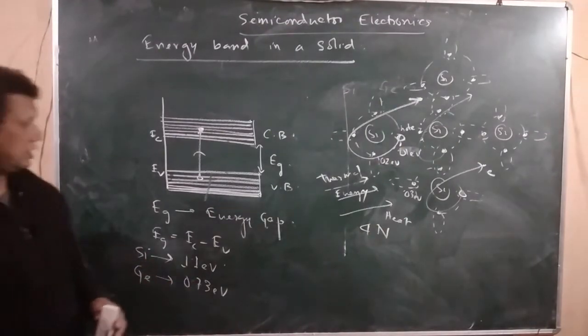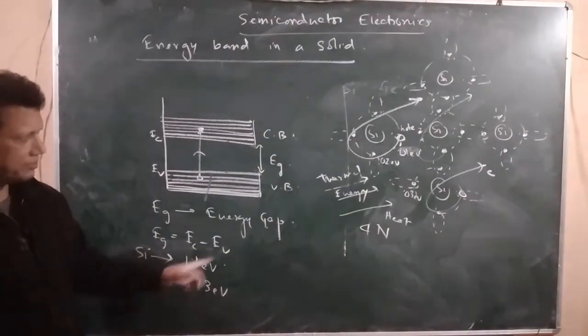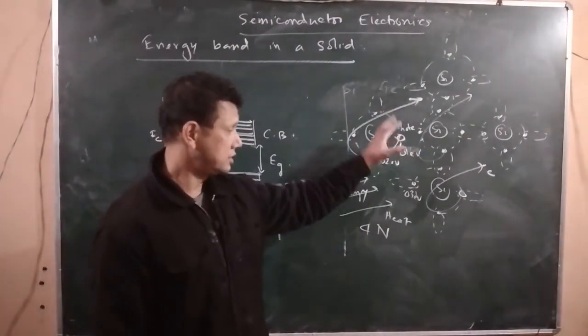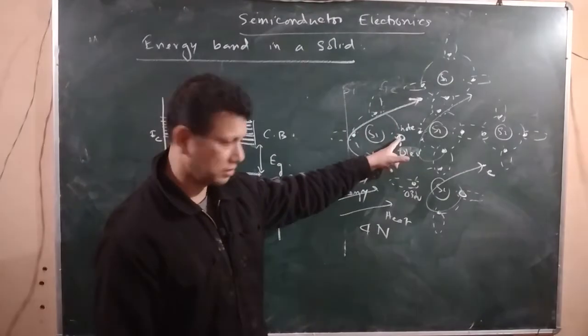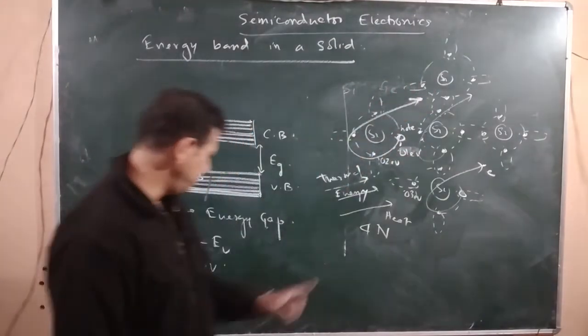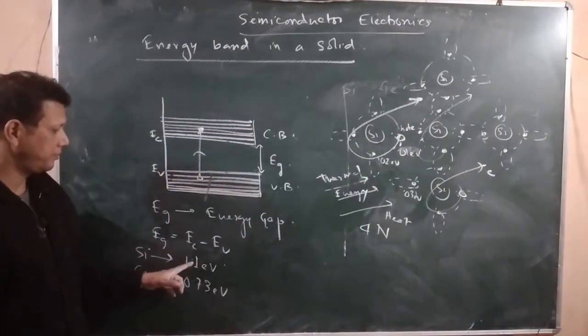So to free a valence electron of a silicon atom from the valence band, we have to give a minimum energy of 1.1 electron volt.